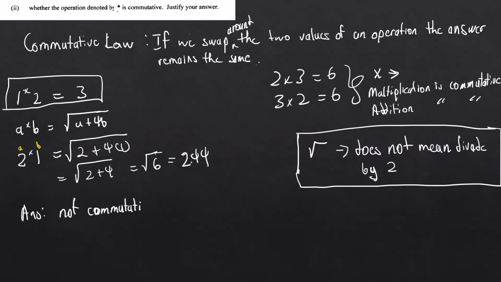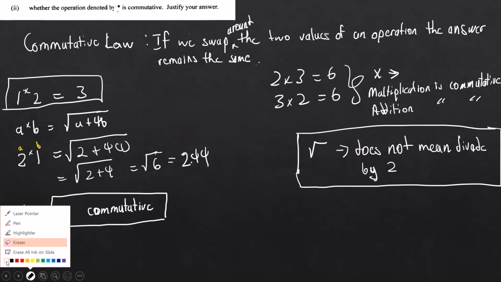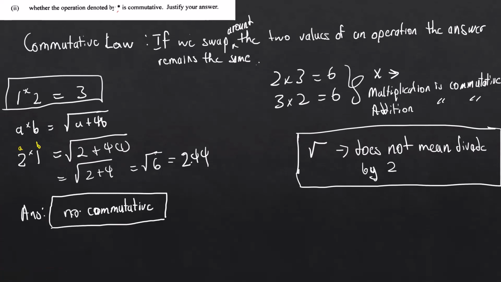commutative, not computative. It's not commutative, and our justification, or you could say it's non-commutative. Non-commutative is actually the correct term to use. Let me actually put that in. And our justification is right, staring at us right here.